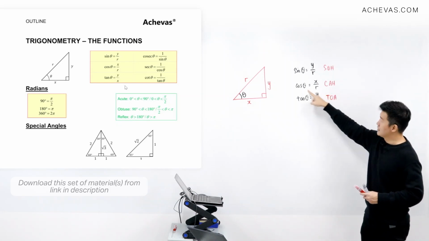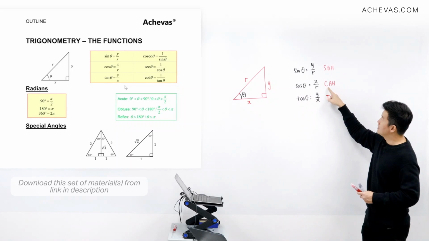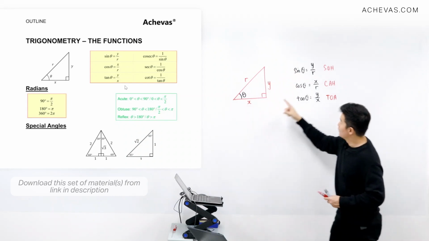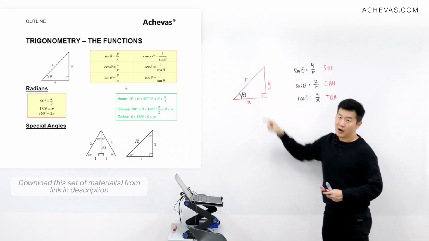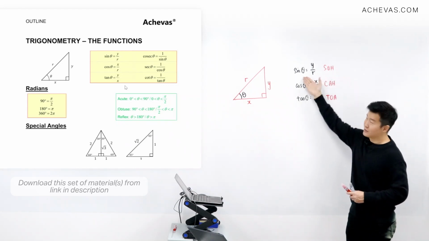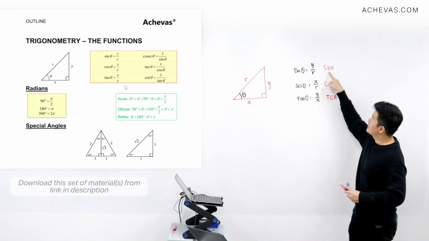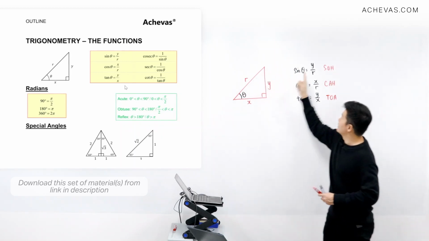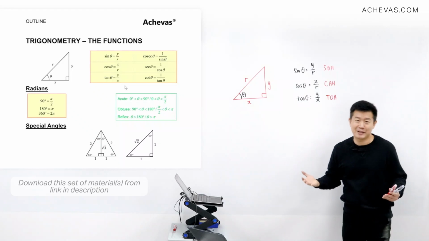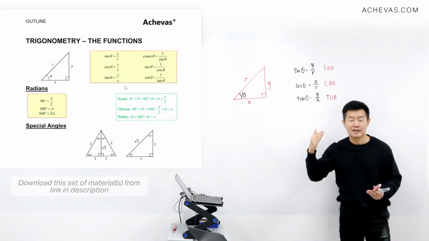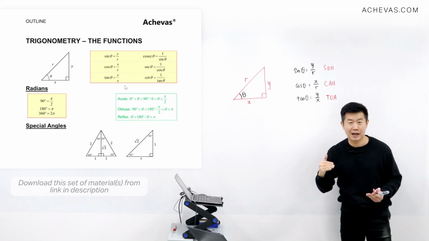Ka, C, it is for cosine, and cosine is going to be adjacent over h. H is the hypotenuse. So it's going to be x over r, adjacent over the hypotenuse. And so S is for sine, and it is calculated as opposite over the hypotenuse. So opposite over the hypotenuse, y over r. So this makes my job easier in terms of memorizing the definition for sine, cosine, and tangent.